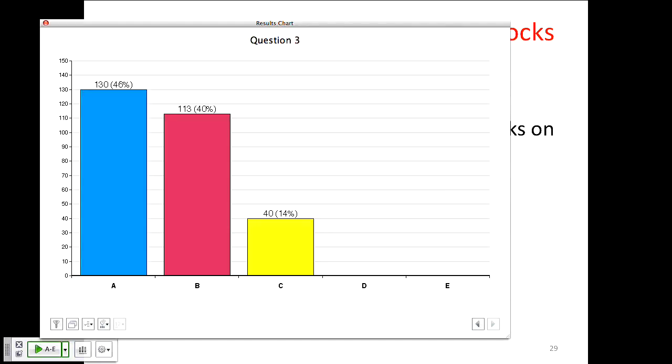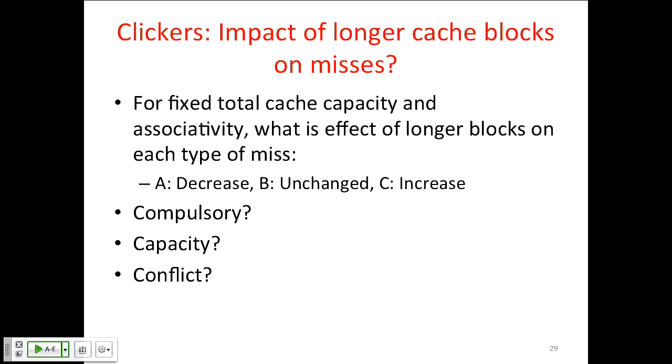Okay, that was the winner, but it should actually go down a bit. So although they are called compulsory, they're not actually compulsory. There are ways of reducing compulsory misses. Longer cache lines is one of them. Okay, second one, same setup, but now we're asking about capacity misses. What do longer cache lines do with a fixed capacity and fixed associativity? If you have longer blocks, what effect do they have on capacity misses?